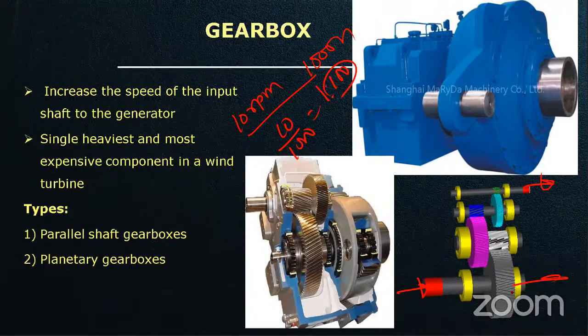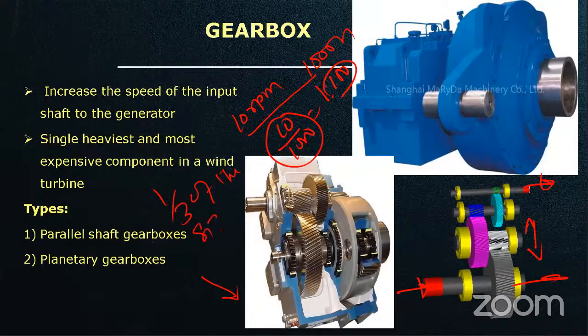But in the parallel shaft gearbox, we have to increase the number of stages. 10 by 1000, so 1 is to 100. I have to increase the speed 100 times, so I have to design my gearbox according to my requirement: how many stages are required. If there is more than one stage, the bulkiness increases. Then what you have to do? You can go for the planetary gearbox. We can reduce the size by one third by using a planetary gearbox.